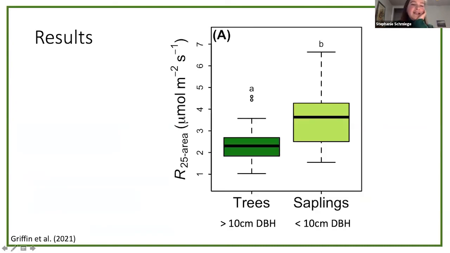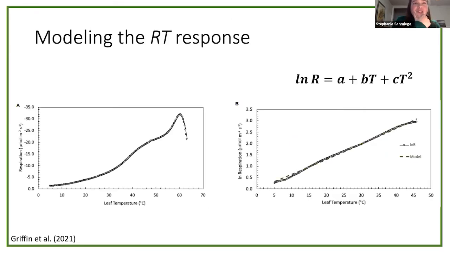We can look again at a single temperature, so respiration at 25 degrees Celsius, and it's pretty dramatic that our saplings tend to have much higher respiration than our trees. We think this suggests that being a sapling imposes a significant carbon cost, and that carbon cost may be difficult to overcome in this harsh environment, and that may be contributing to their lack of perseverance beyond tree line, which I think is pretty exciting. We also looked at our respiration temperature response.